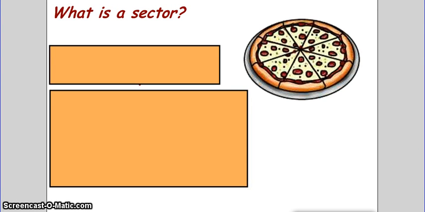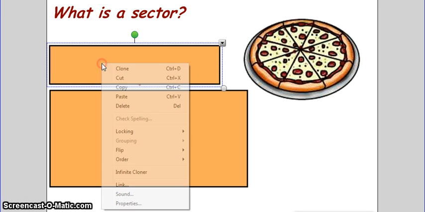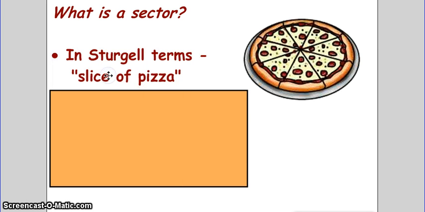Now that we've talked about area of a variety of figures, now I want to take the time to talk about what a sector is. Just like I normally do in class, I have a definition and I have a picture to demonstrate it. A sector to me is like a slice of pizza. It's not quite a triangle, it's a section of a circle.